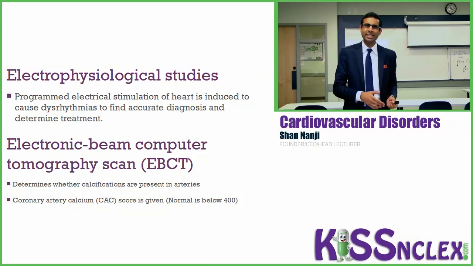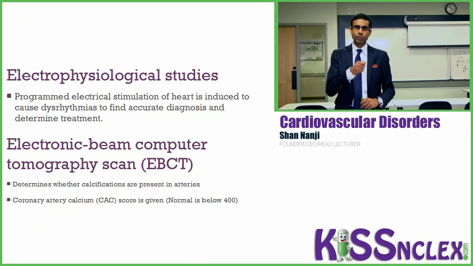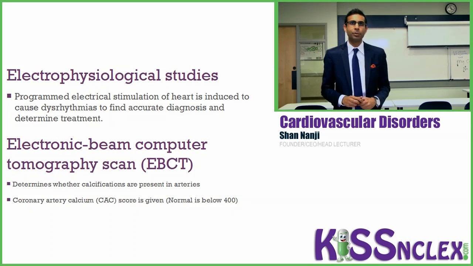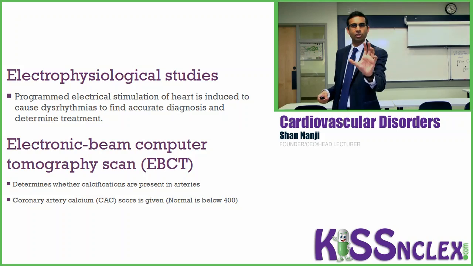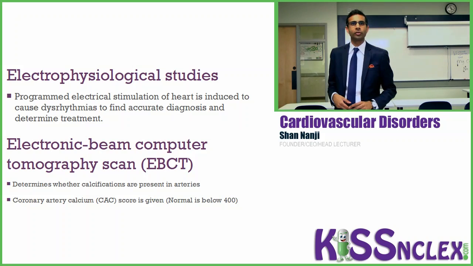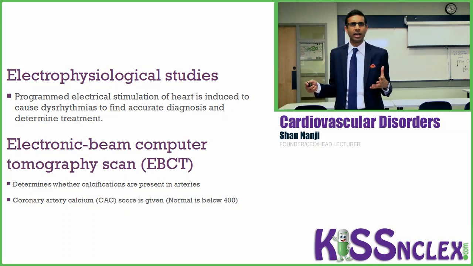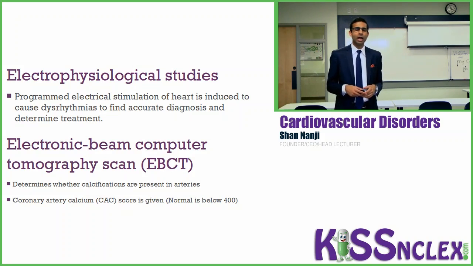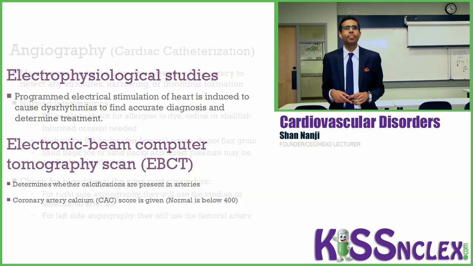You also have EBCT, and all this stands for is Electron Beam Computed Tomography Scan. And this will determine whether there are calcifications in their arteries, and they score these as coronary artery calcium. So they have a coronary artery calcium score, and a normal score is going to be below 400. Okay, so above 400 is an abnormal score.